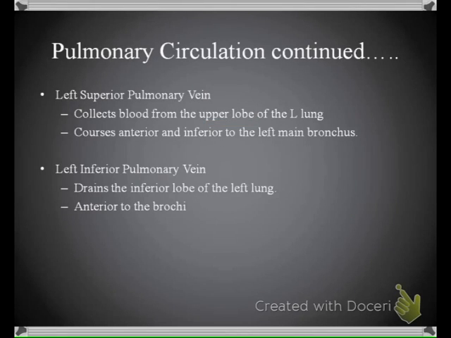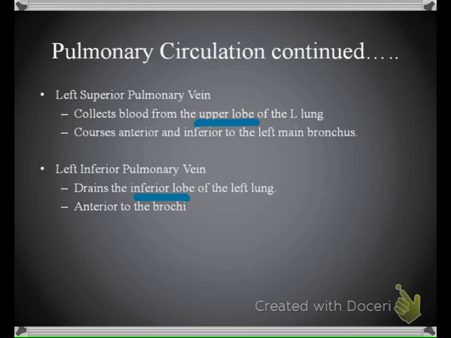The left superior pulmonary vein collects blood from the upper lobe of the left lung, and it courses anterior and inferior to the left mainstem bronchus. The left inferior pulmonary vein drains the inferior lobe of the left lung and is anterior to the bronchi. So just remember here that the left superior pulmonary vein collects blood from the upper lobe, and the inferior pulmonary vein collects from the inferior lobe.